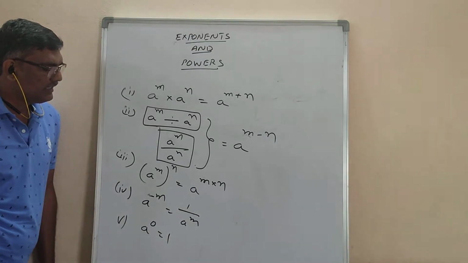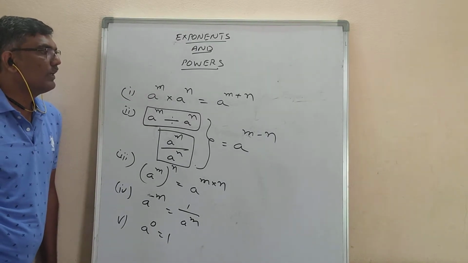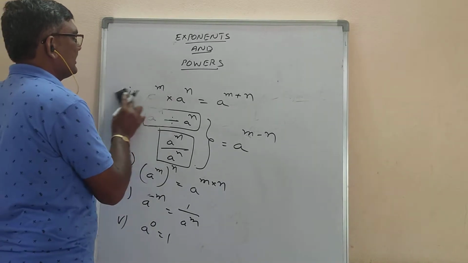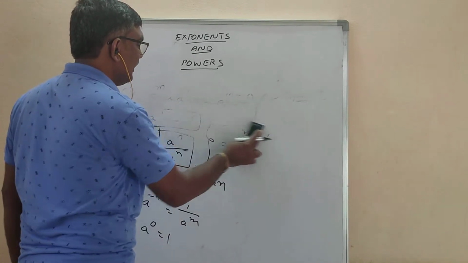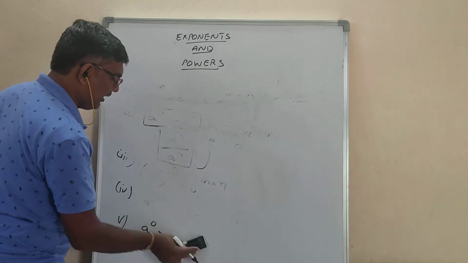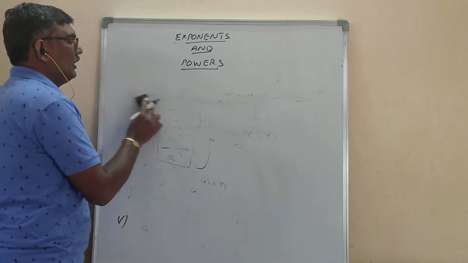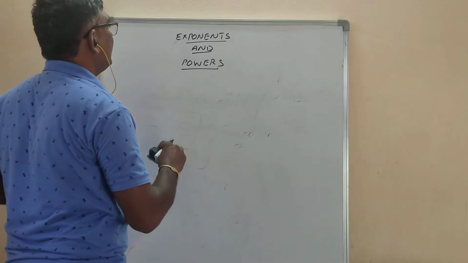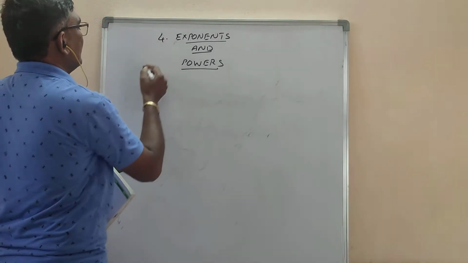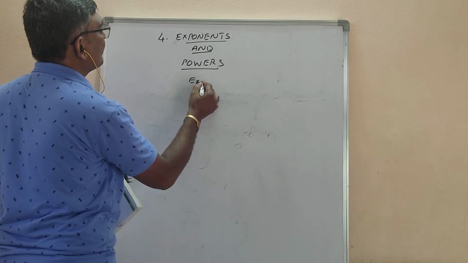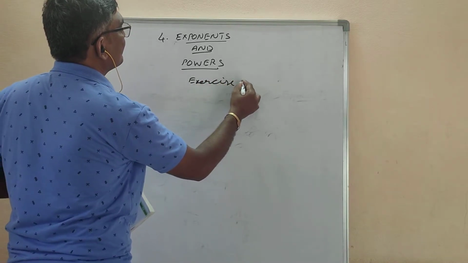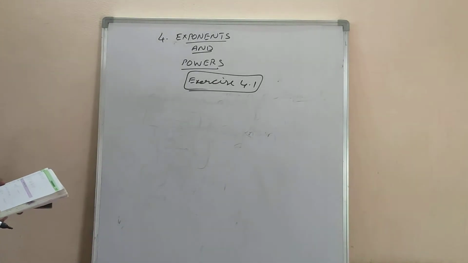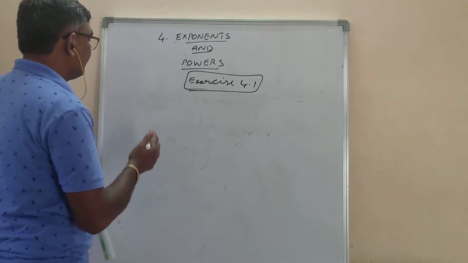So by remembering these identities, we can solve the problems which are present in this exercise. Now copy this and learn it by heart. We will do some problems in 4.1. It is the 4th unit. In this exercise 4.1, the first one is simplify and give reasons.